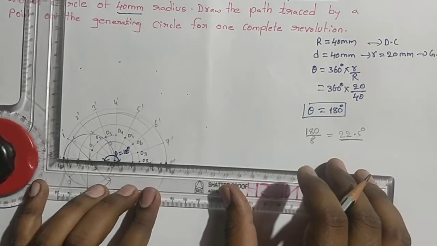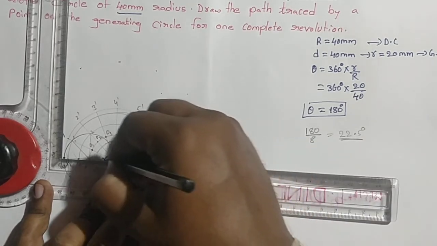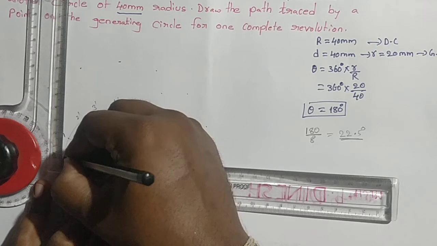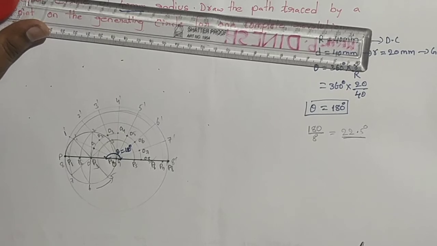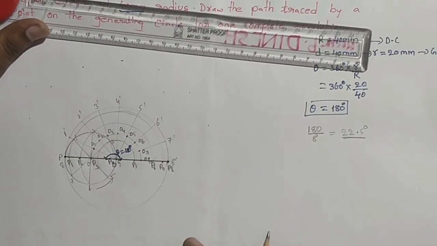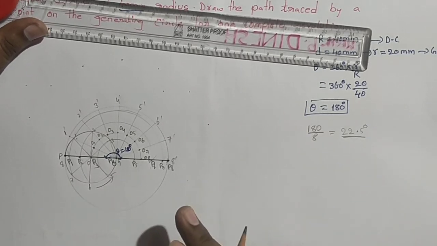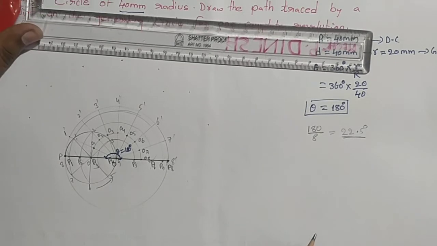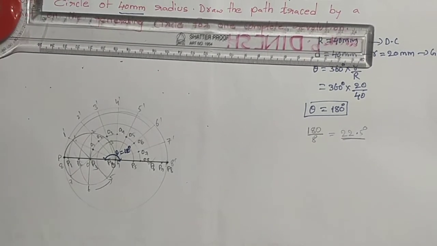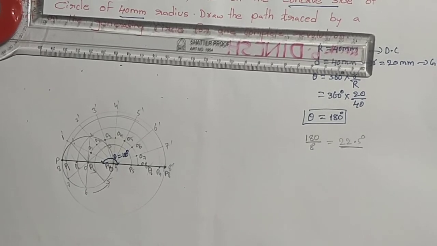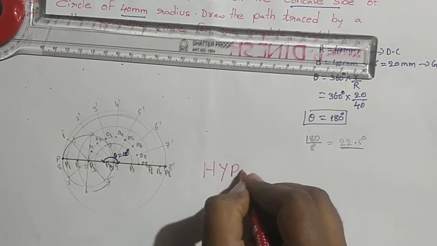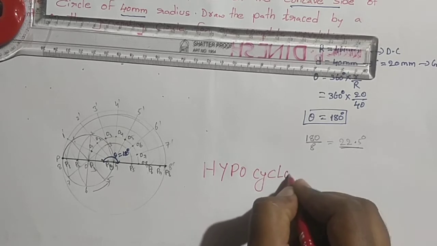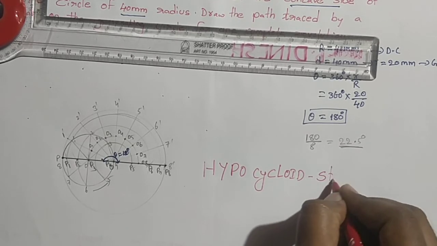Join all these curve points, P1 to P8. It is a straight line when the diameter of the rolling circle equals the radius of the directing circle. At that point we got the curve as a straight line. It is known as hypocycloid straight line.